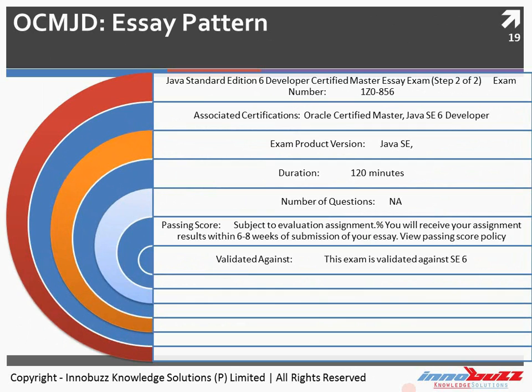And essay patterns. Once you're done with the assignment, the next is the essay pattern, which has the code number 856, and the associated certification is the Oracle Certified Master Java Developer. The product version is Java Standard Edition, duration 120 minutes. And the passing score will be subject to evaluation of the assignment percentage. You will receive your assignment result within 6 to 8 weeks after giving this certification. So this exam is validated against Standard Edition.